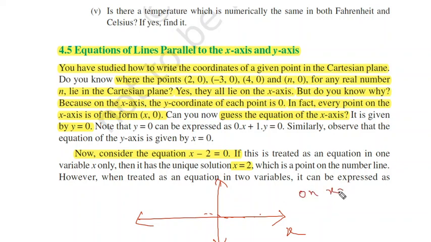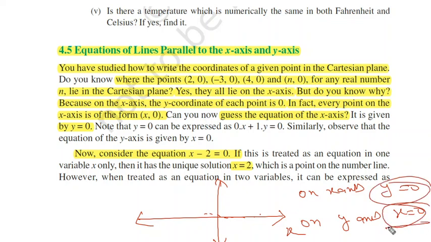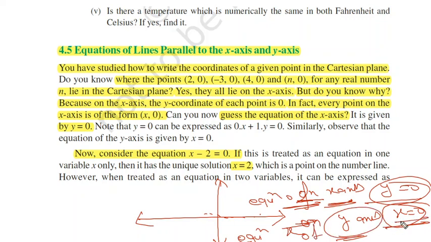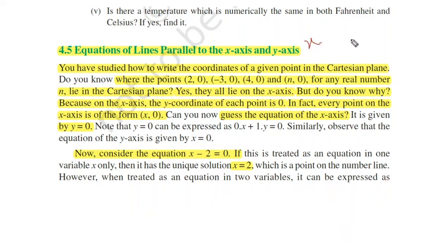On x-axis y equal to 0, on y-axis x equal to 0, and this is also the equation of x-axis and the equation of y-axis. So we can write the equation of x-axis is y equal to 0 and the equation of y-axis is x equal to 0. It's very clear.